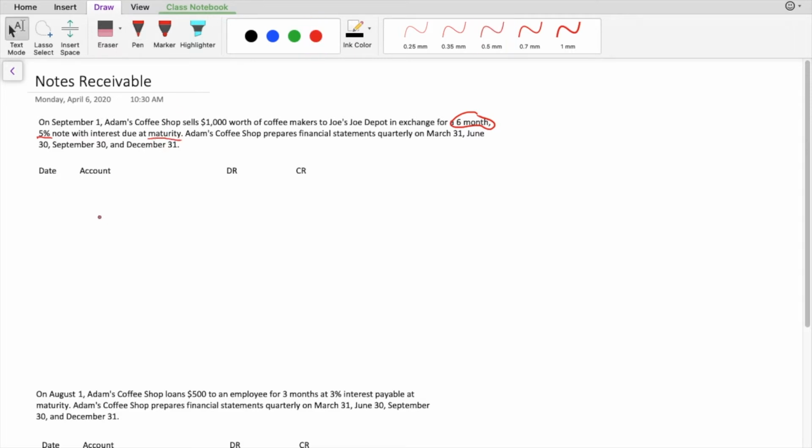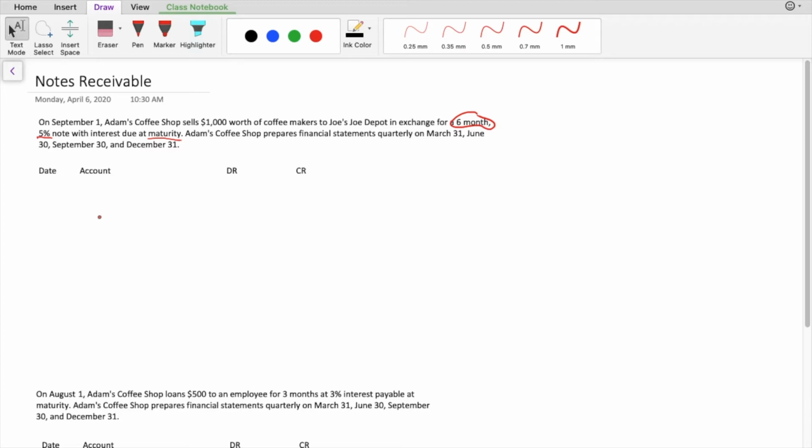So when we talk about maturity, we're talking about the time period when the note or the amount of money is due back to us. We have information here on when Adam's Coffee Shop prepares financial statements because we're going to have to record some accruals of interest in order to keep the accounting correct.